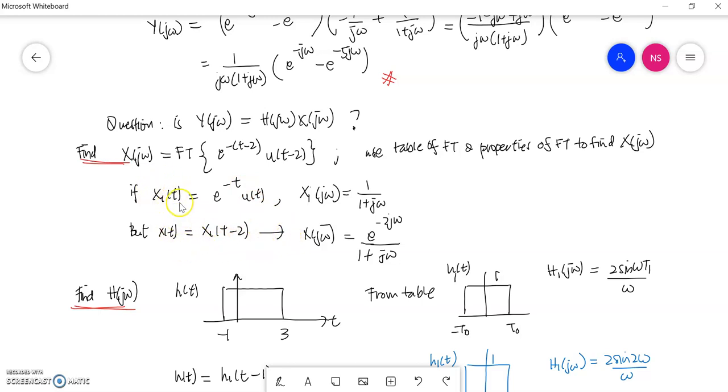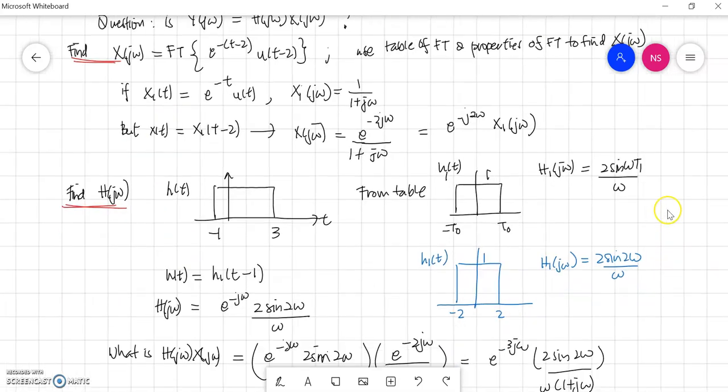So x1(t), we define it to be this. From the table, we have this as our Fourier transform. And then we find our expression of x(t) in terms of x1. Then we use our X1(j omega) to find our X(j omega), where our X(j omega) is actually this e to the power of minus j2 omega. The 2 comes from here, and then multiplied with X1(j omega). That's the property of a time shift, right? So we're done with X(j omega).